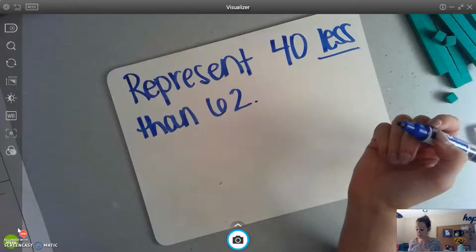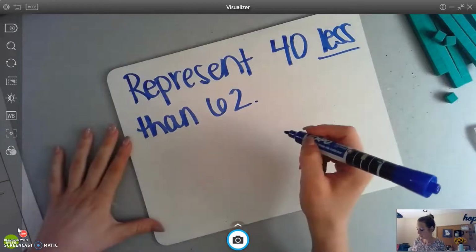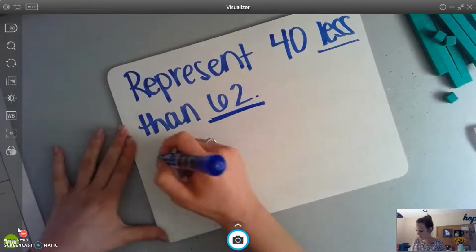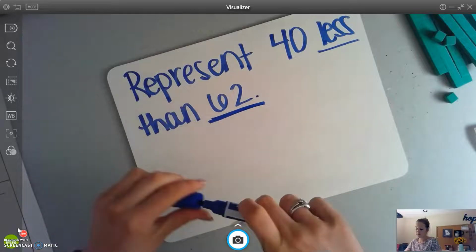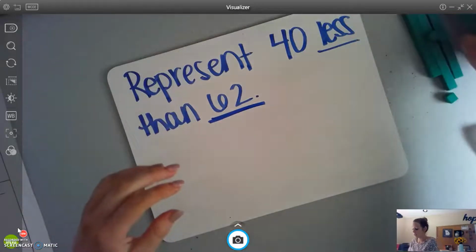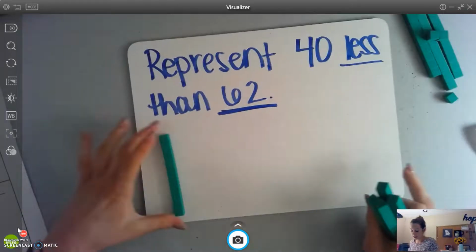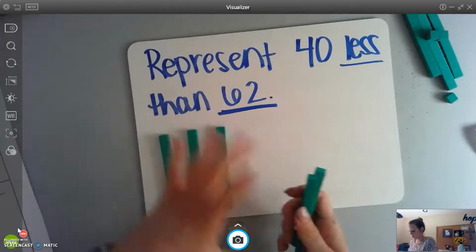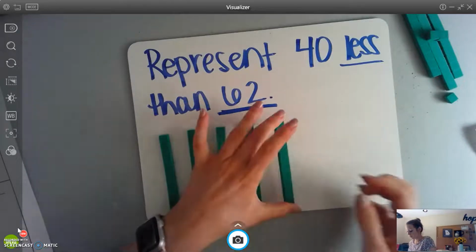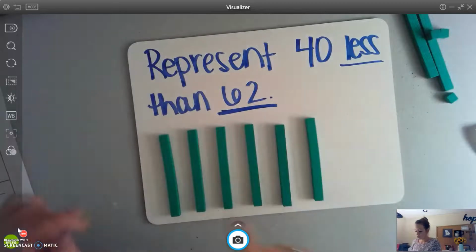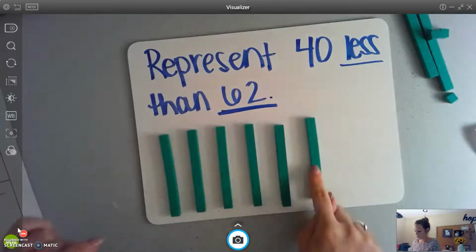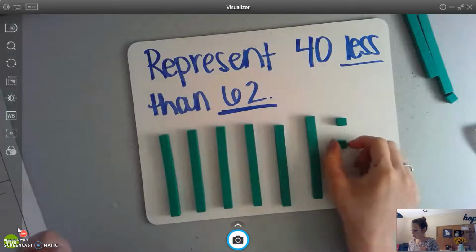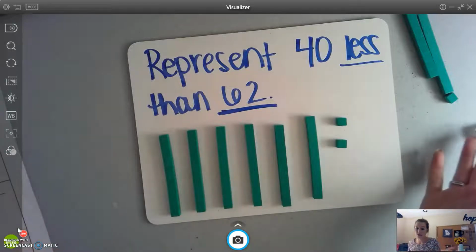This is what I want to see. I would like to see you drawing 62 with base 10 blocks. Now instead of drawing it, I'm just going to represent it with my base 10 blocks to save time. So I'm going to represent 62 with base 10 blocks. Okay? 62. 10, 20, 30, 40, 50, 60, 61, 62. Now, all I want to see is 40 less than that.